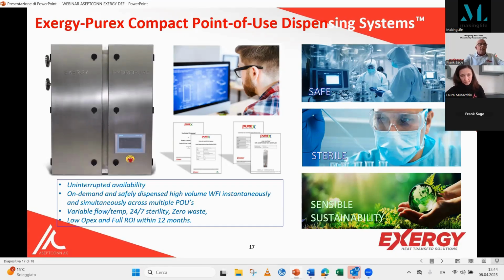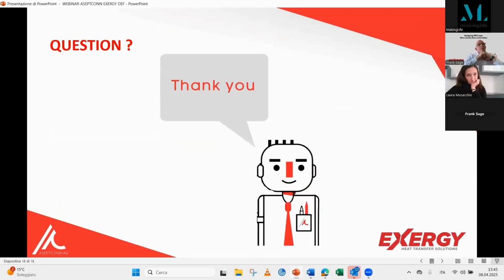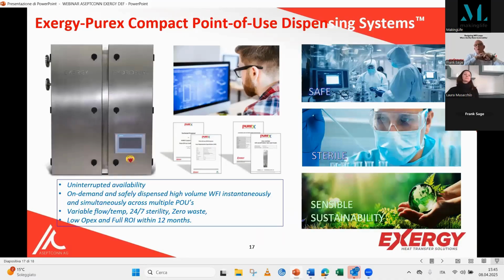Our systems can deliver up to 13,000, in fact higher, but up to 13,000 liters per hour of WFI instantaneously and simultaneously across multiple points of use. They can deliver variable flow and temperature, 24/7 sterility with zero waste, low operation costs, and full return on investment within 12 months.